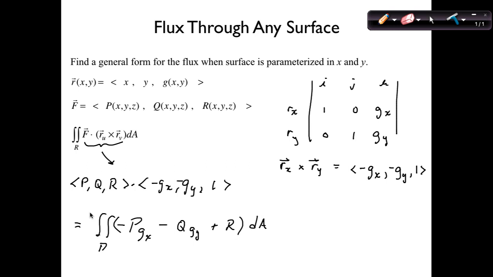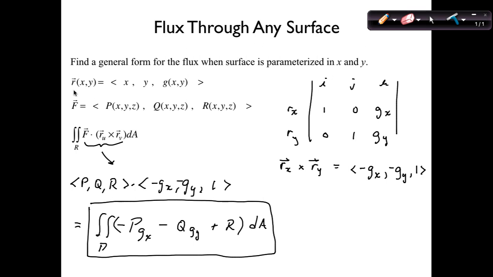So here's a much more streamlined version. You don't have to do the cross product. Just go right to this. If your surface is using the variables x and y, and g is your z as a function of x and y, then you can get your flux. You can just use that right away.